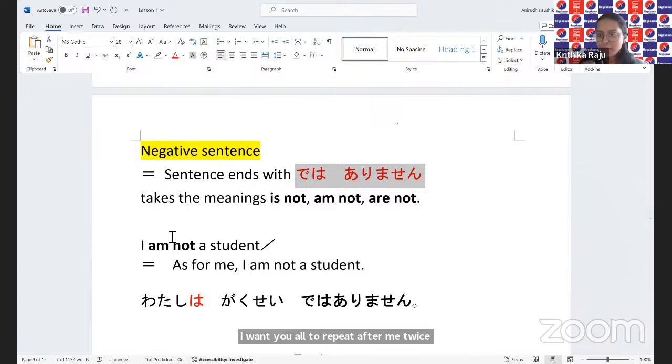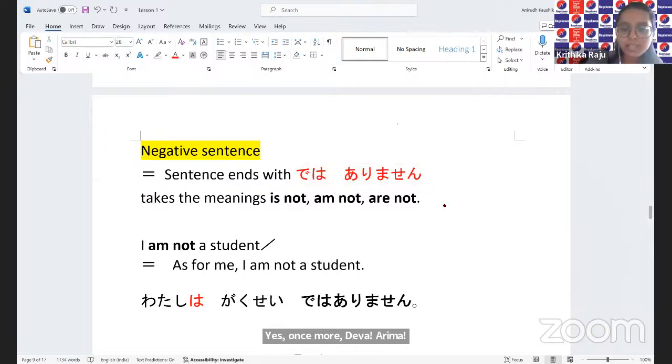I have split this word into two. Let's say it together. Ja arimasen. Ja arimasen. Once more. Ja arimasen.